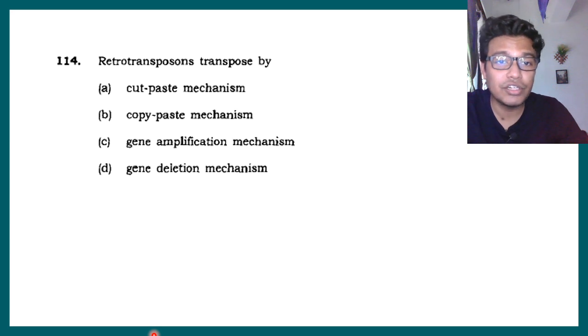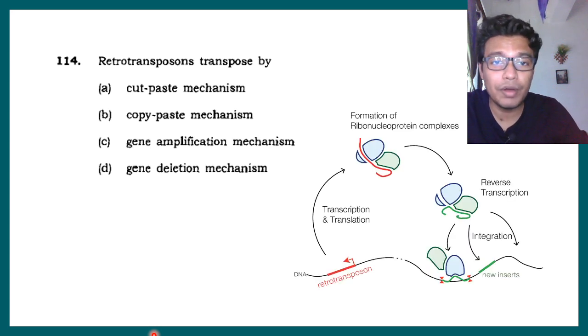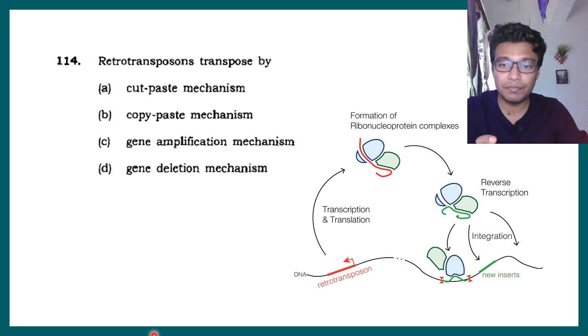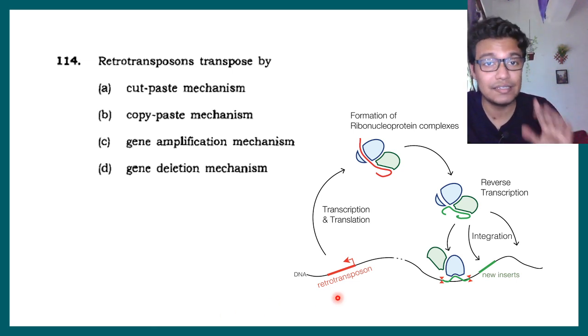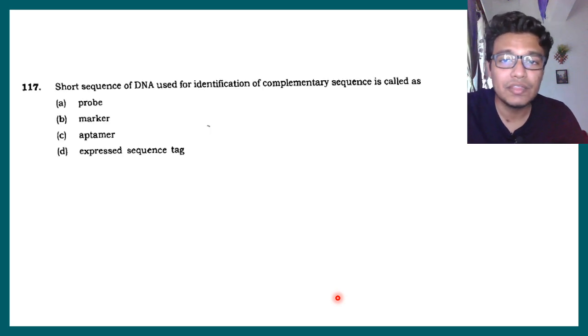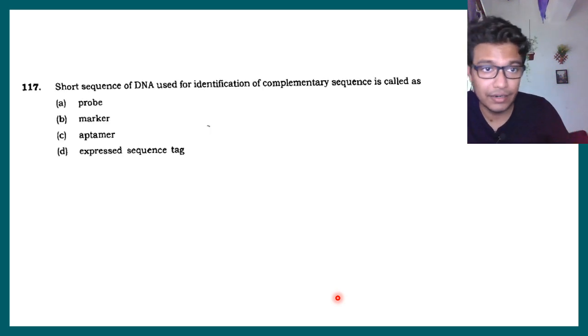They again asked a question. Okay, so let's talk about what the copy-paste mechanism is. So a retrotransposon makes a copy of that particular transposon and allows integration of that copy in a different genomic site. So it's not a cut-paste, it's a copy-paste. The initial position is retained.